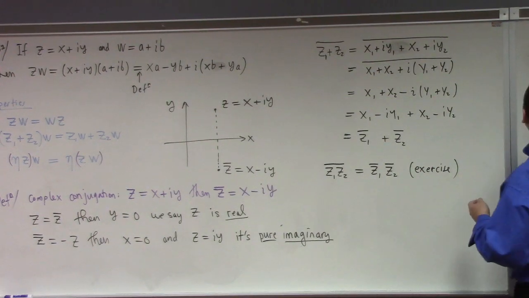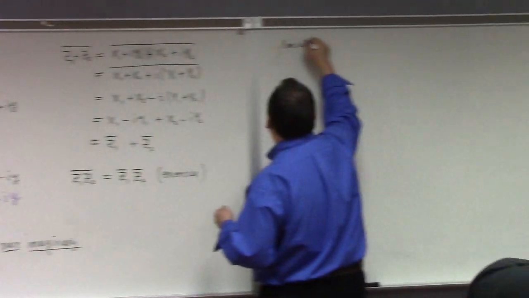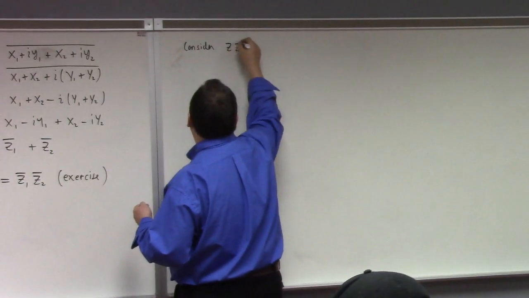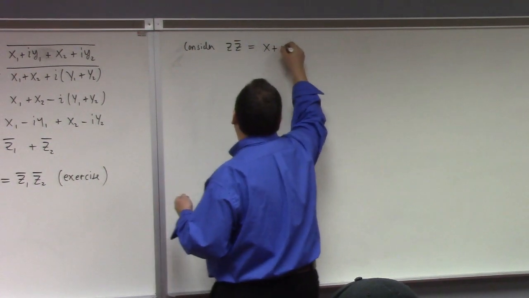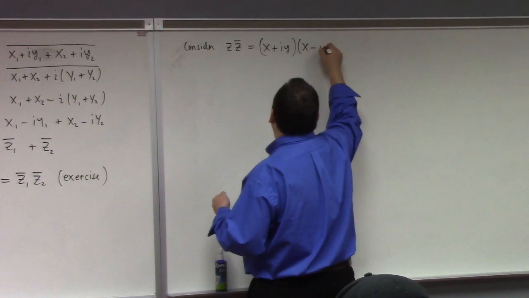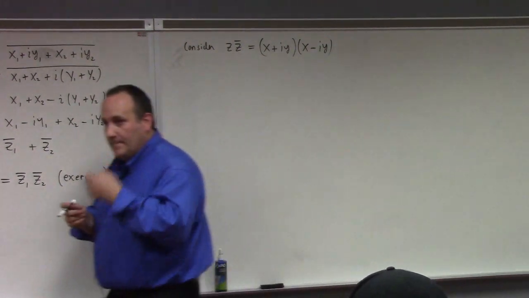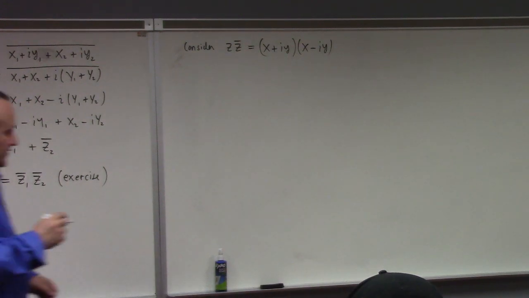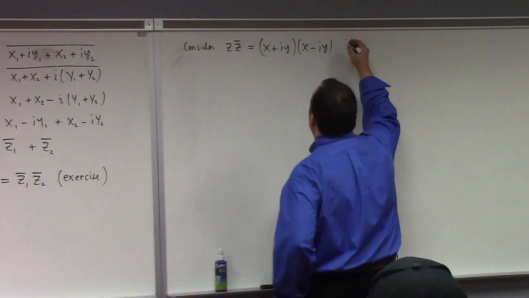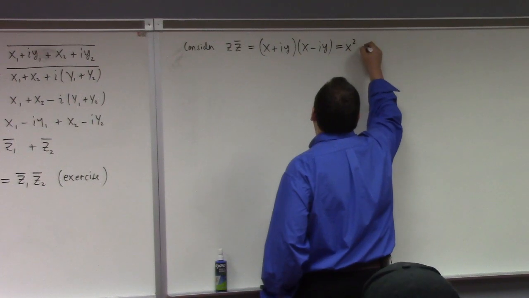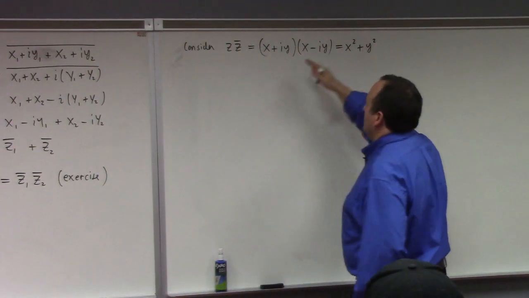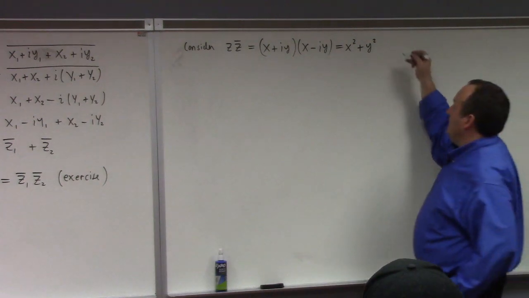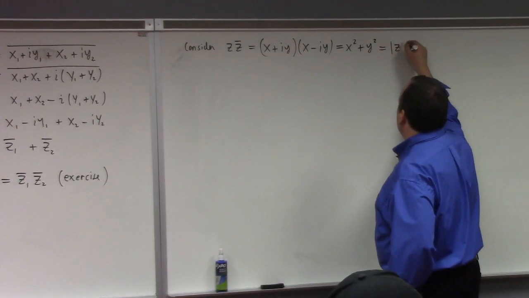What happens if we look at z times z bar? We got x plus iy, x minus iy, right? What happens there? I heard something about modulus. So you say x squared plus y squared, right? Which is the square of the modulus of z. Yeah, so that is exactly what you said. It's the square of the modulus.